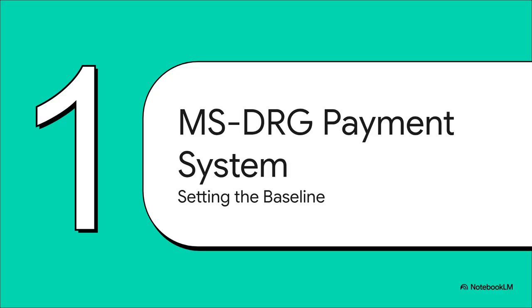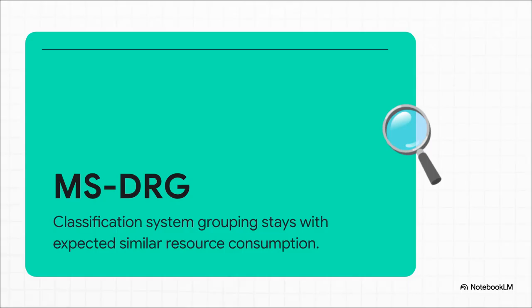Starting with Section 1, the MSDRG payment system, setting the baseline. Okay, to really understand the Inpatient Prospective Payment System, or IPPS, you have to get comfortable with its core framework, which is the MSDRG. That stands for Medicare Severity Diagnosis-Related Group. I want you to think of the MSDRG grouper as this massive, complex logic engine.